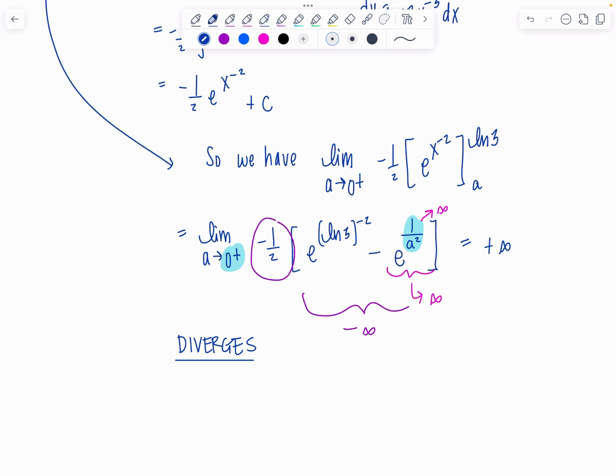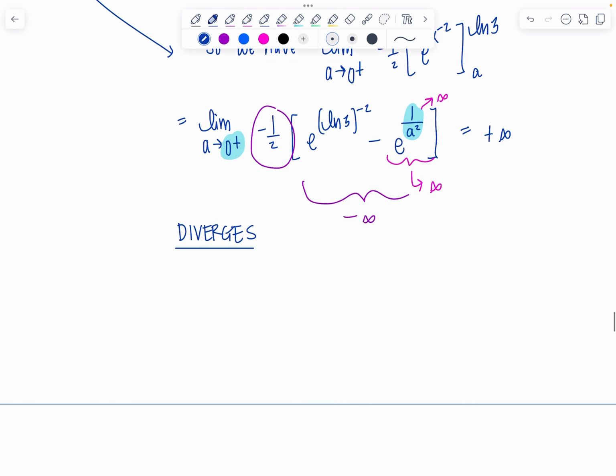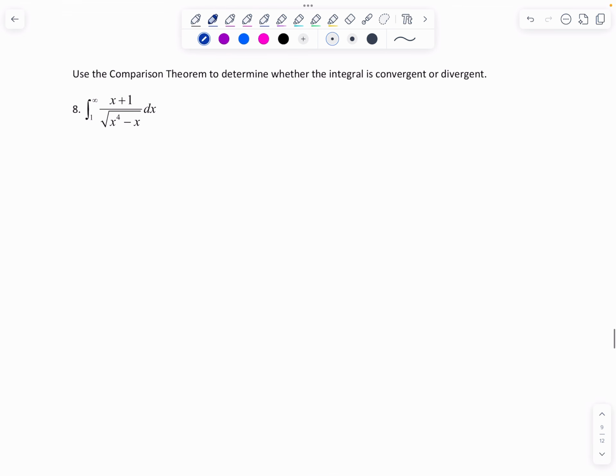Okay, good. One more improper integral. This time they needed to use the comparison theorem. So in this case, I'm going to compare it with a p series where p equals 1. So the integral from 1 to infinity, 1 over x dx. We know that this diverges because p is equal to 1, x to the first.